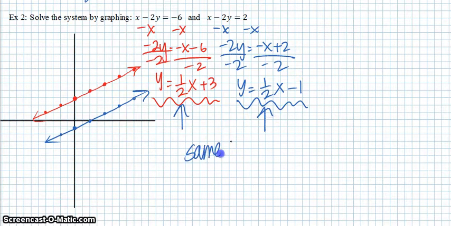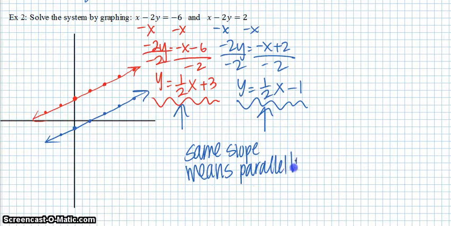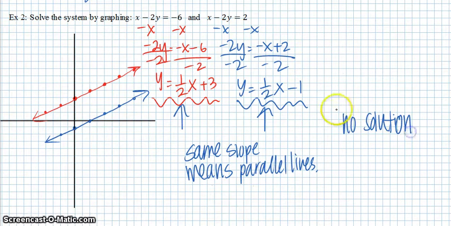Same slope means parallel lines. Therefore, when do they cross? Never. Therefore, they have no solution for solving the system of equations. Because when we solve system of equations, we need to know where they intersect, where they have the same solution. But they're never going to, so they're not going to have a solution for this.